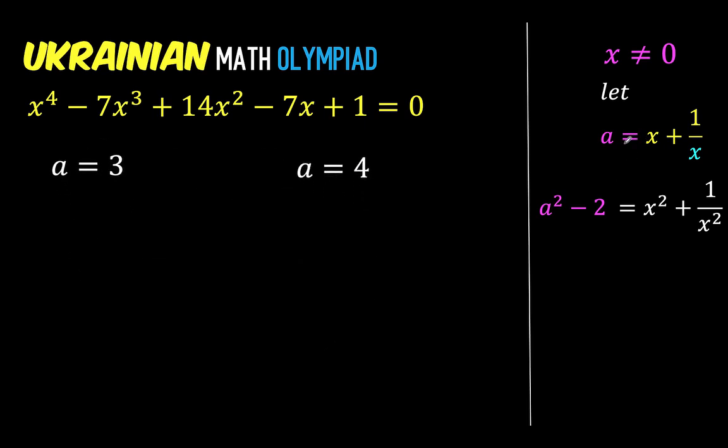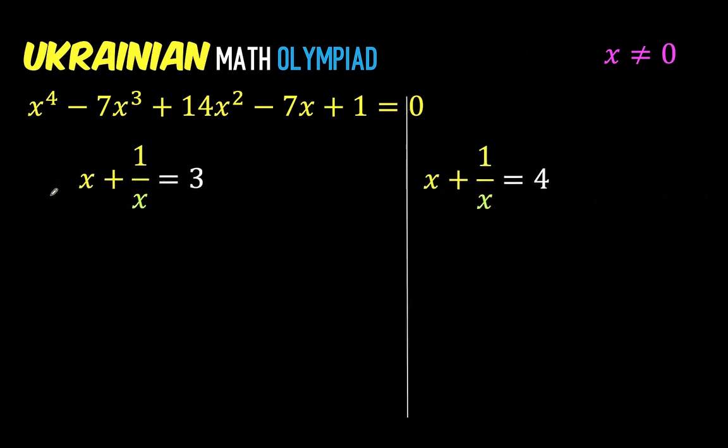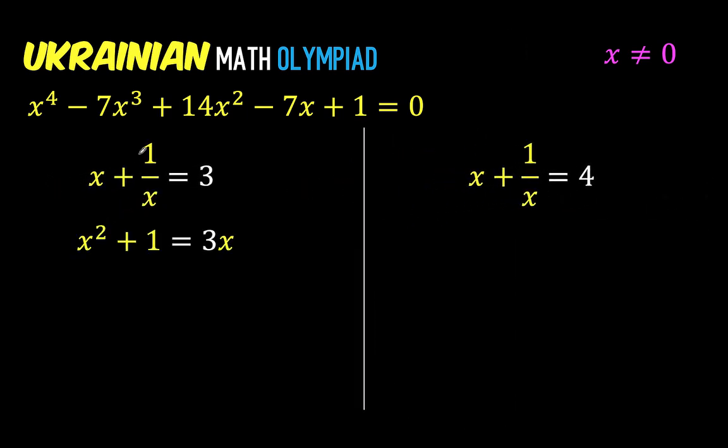We know that a is equal to x plus 1 over x, and since both of them are equal to the same quantities, then we now arrive at these two equations. x plus 1 over x equals 3, x plus 1 over x equals 4. Again, there's still a variable x in the denominator which we can eliminate by multiplying each of the terms by x. So multiplying by x times x gives us x squared, x times 1 over x gives us 1, 3 times x gives us 3x.